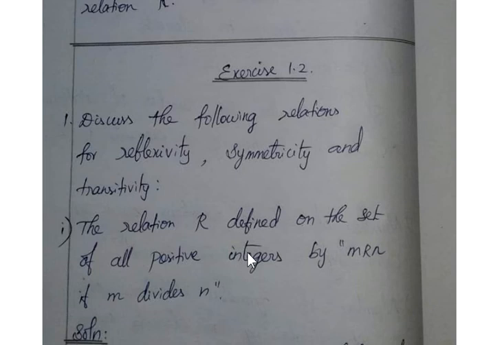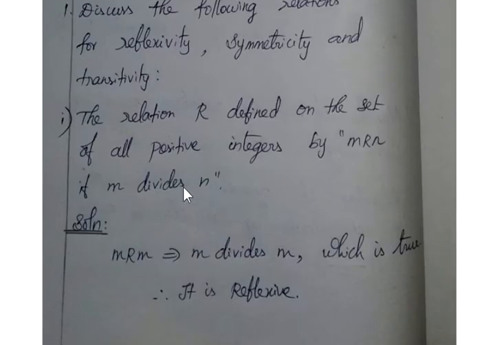See that exercise 1.2 question number 1. Discuss the following relation for reflexivity, symmetricity and transitivity. The relation R is defined on the set of all positive integers. Now we take only the positive integers. Here the relation is m divides n.